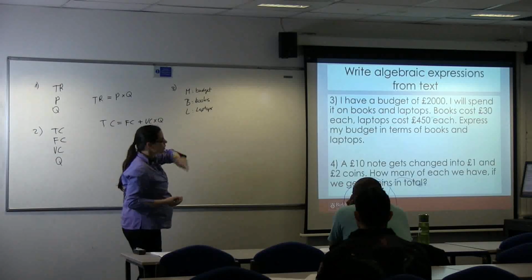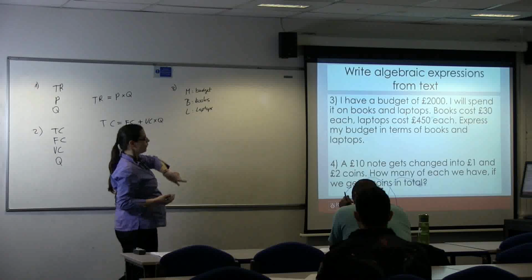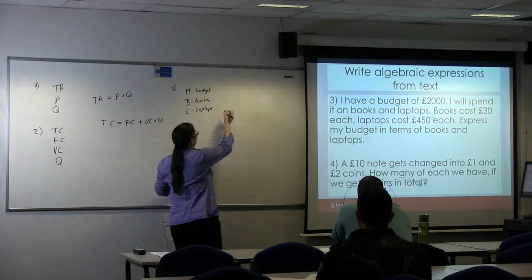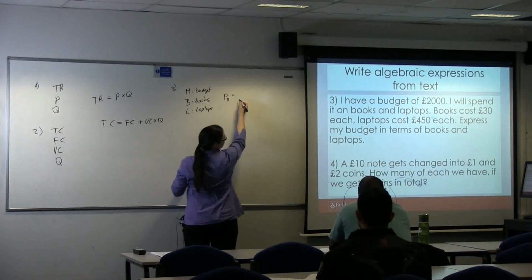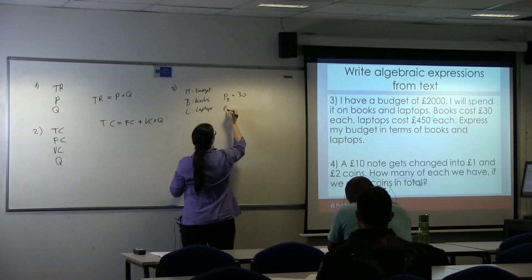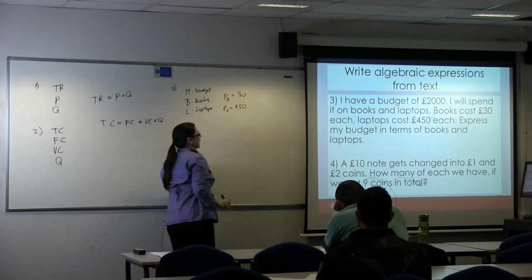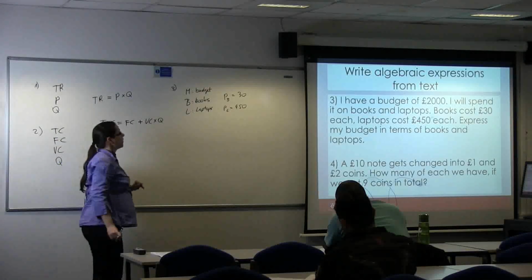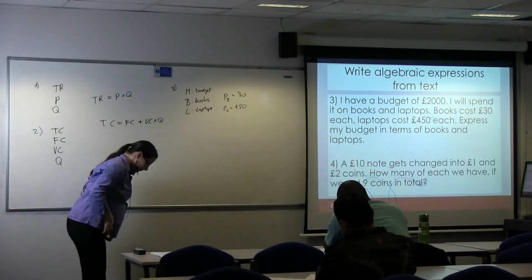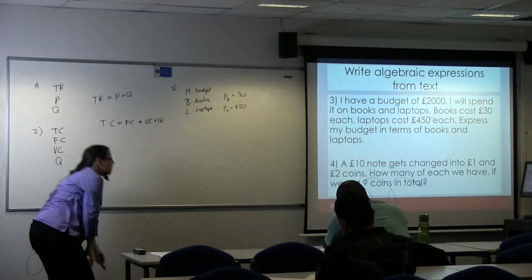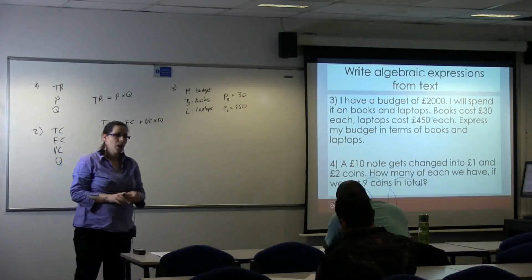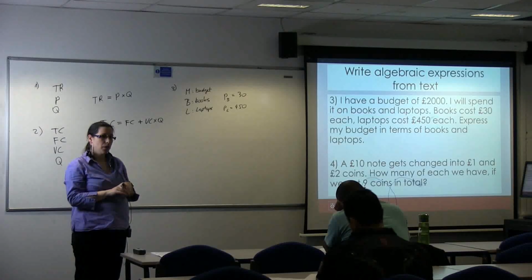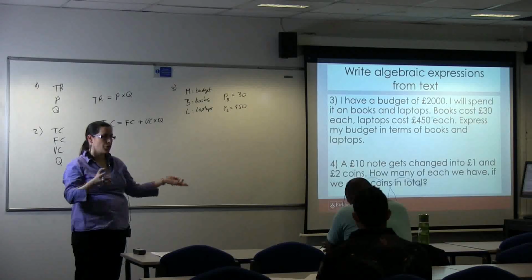Now, books cost £30 each and laptops cost £450 each. So that tells me that the price of the book, which I can call PB, is 30, and the price of the laptop is 450. Now that is one laptop costing 450 and one book costing £30. Before we go into the formula, how would you actually calculate, how would you think about the situation in an everyday life scenario? So you've got £2,000, you want to share it between books and laptops.